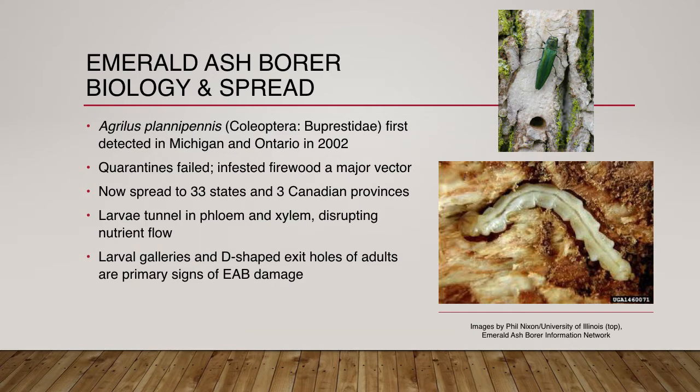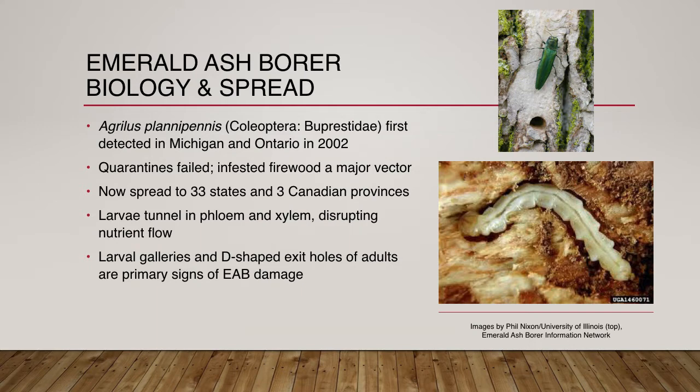So the emerald ash borer is Agrilus planipennis, and it was first detected in 2002 in Michigan and Ontario. And a quarantine of firewood was attempted but did not work, and infested firewood ended up being a major vector of the ash borer. As of May of this year, it's been detected in 33 states and 3 Canadian provinces. And we're talking in just a 16-year time frame. So very incredibly rapid spread.